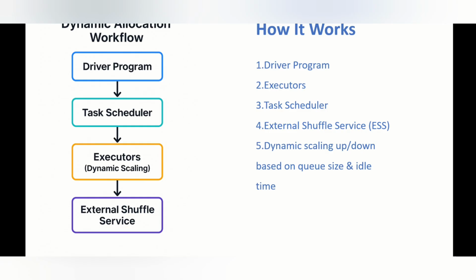Otherwise, if there is no ESS available, what will happen? Then your job will start failing, or retries will start happening, because your other executor will not be able to find that file, because the status or the location of the file also got removed with the idle executor when it got removed. So let's move to the next part.